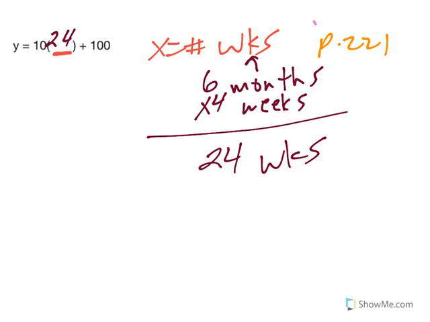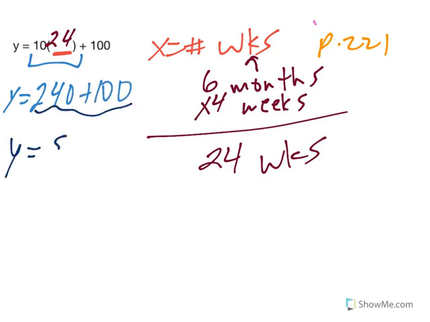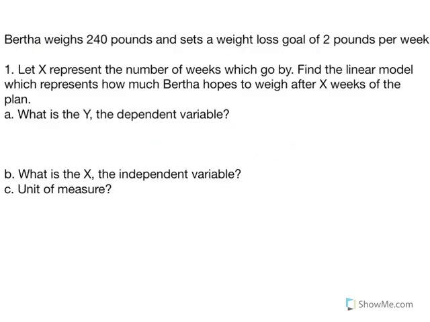Now remember, we've got order of operations. So I'm going to multiply first and get 240. Then I can add these together. And after 6 months, I will have approximately $340 in my savings account. All right, so that is page 221. Now let's get into some application.